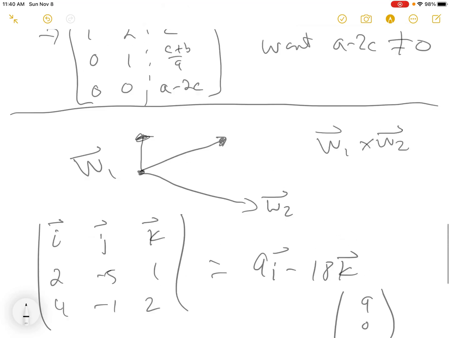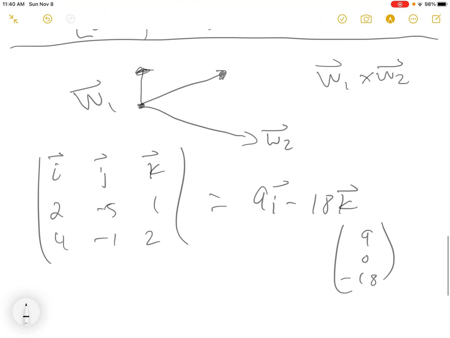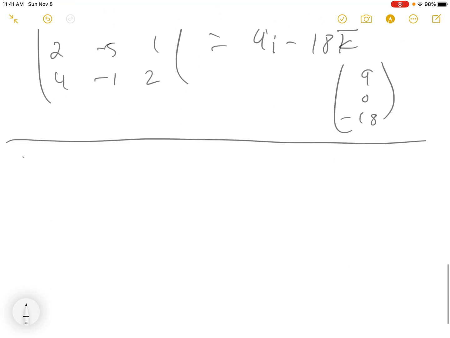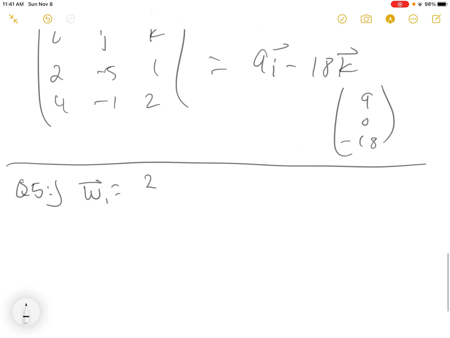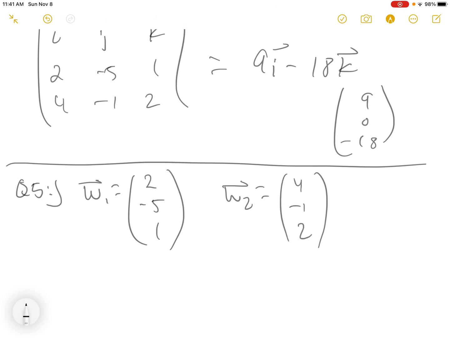Okay, so now we've asked how many questions? Four questions. Okay, so now we're on to question 5, and we have these two vectors, W1, 2, minus 5, 1, and W2 is 4, minus 1, 2. Are these orthogonal? Let's see. We have 8 plus 5 plus 2. So the dot product is 15. So they're not orthogonal.